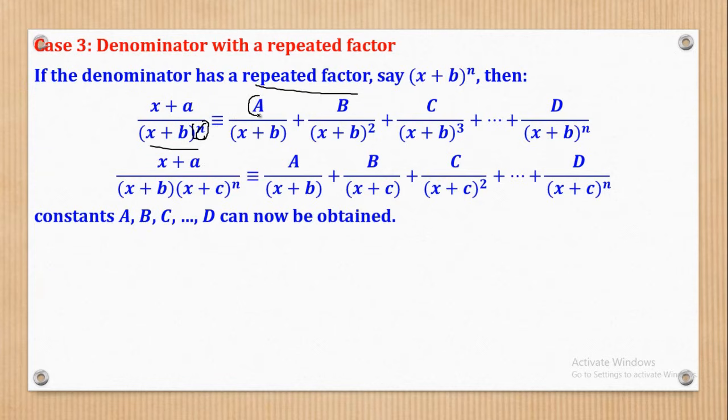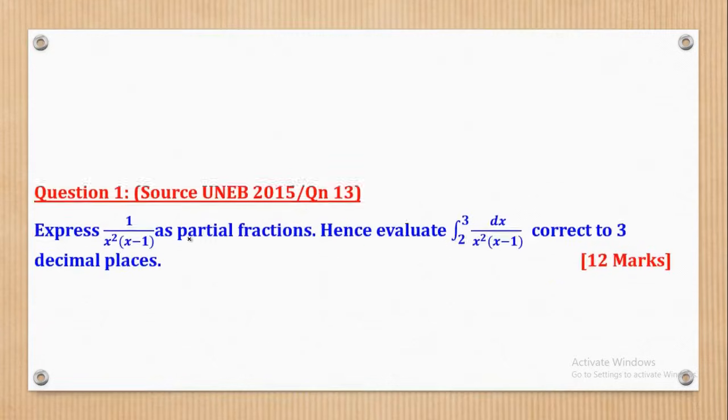Here we put a scalar. Now I think you realize that if you expand this one, you'll be able to get a quadratic, but here we put a scalar because this was got from a repeated factor. So basically that's the only difference, the rest is the same. So let's see questions in that form.